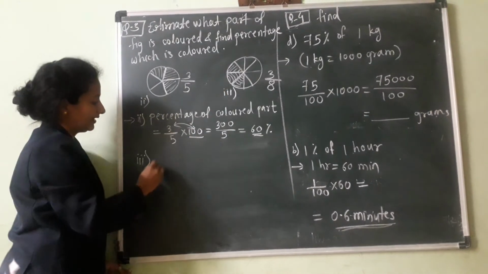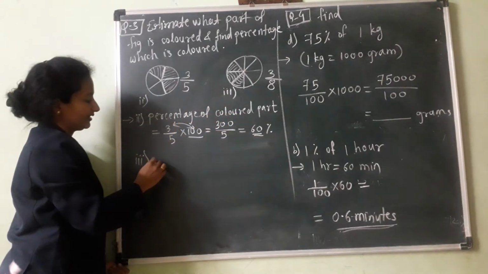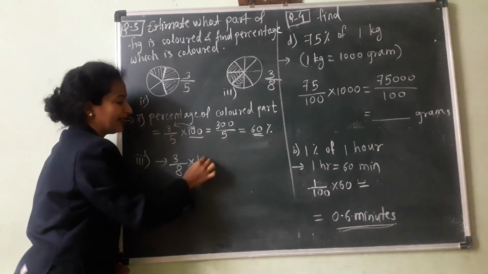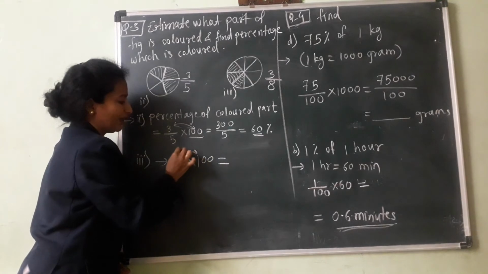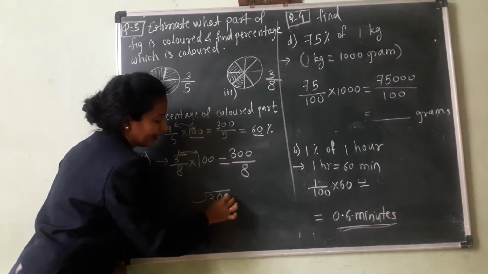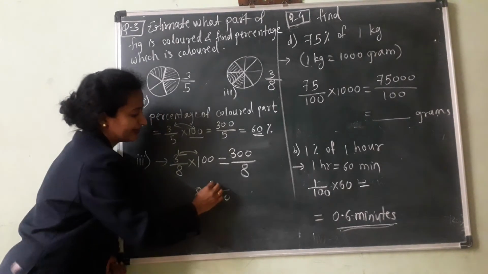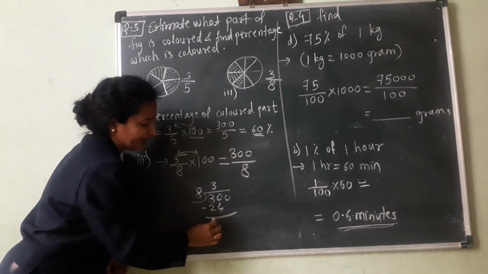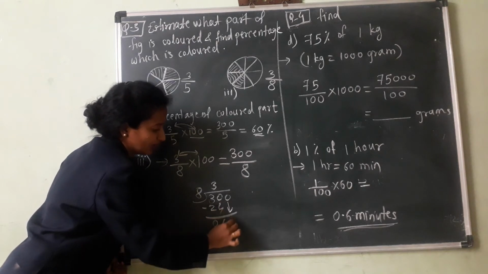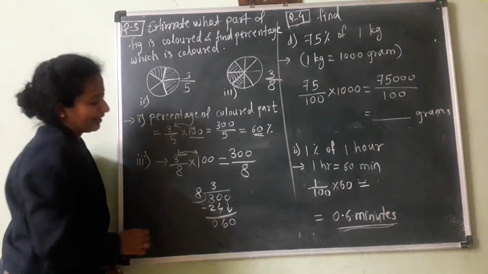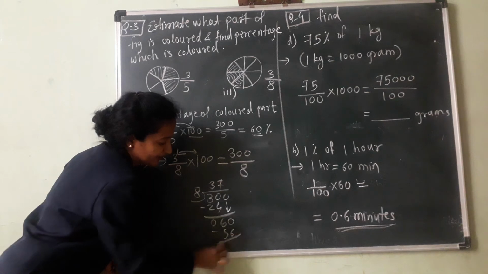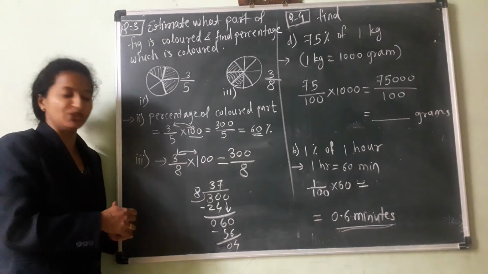Now for the third one, the percentage for the colored part of the third figure. Directly I will write here, it's 3 upon 8. We have to find it in percentage, so multiply by 100. 3 multiplied by 100 will be 300 upon 8. Now we'll divide 300 by 8. 8 3s are 24. 30 minus 24, you will get 6. Bring down the 0. Now 8 7s are 56. So 60 minus 56 will be 4. We want the remainder to be 0, but we got 4.